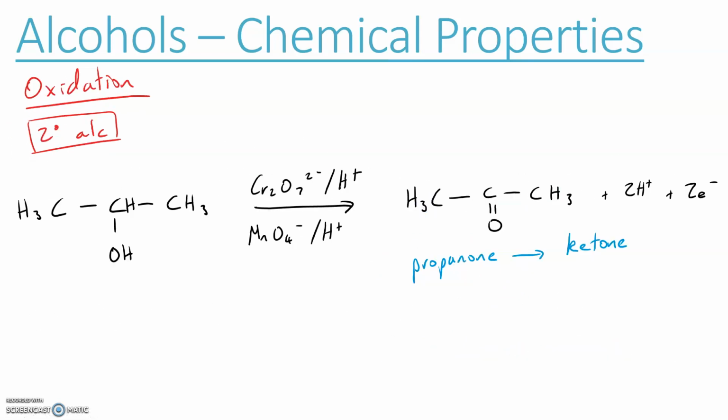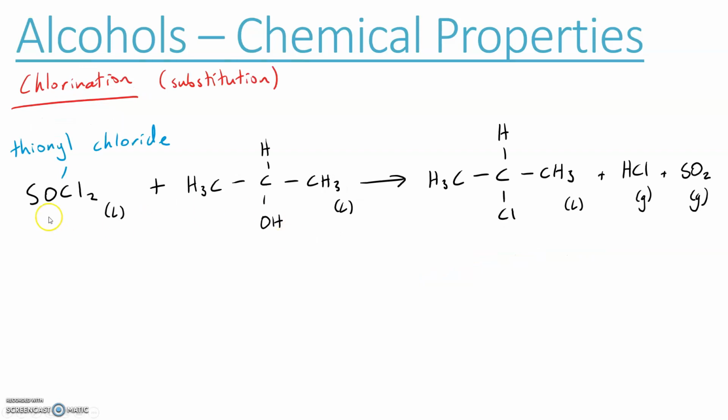The oxidation of a secondary alcohol produces a ketone. For example, the oxidation of propan-2-ol will result in propanone. So this is a ketone. That's the oxidant; it has to be a strong oxidant like dichromate or permanganate. Oxidizing a secondary alcohol produces a ketone.